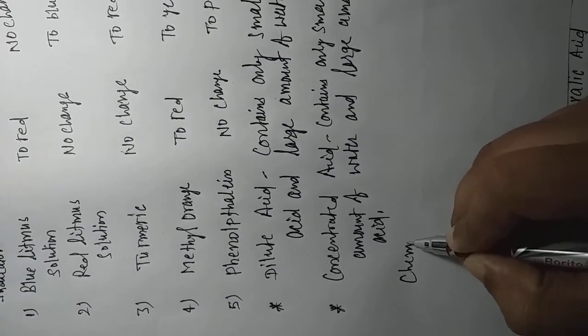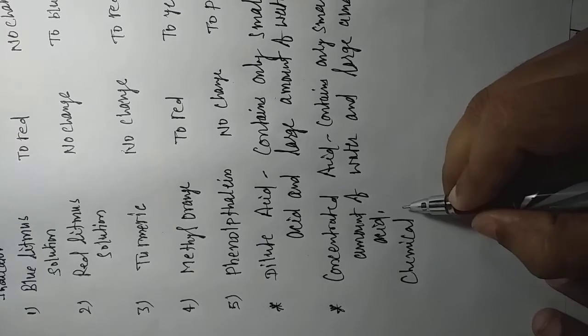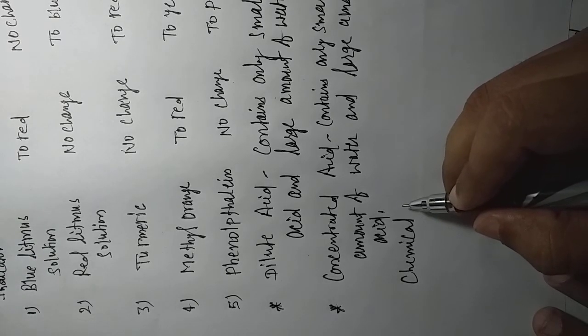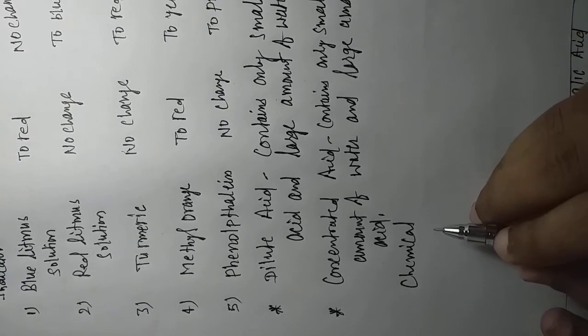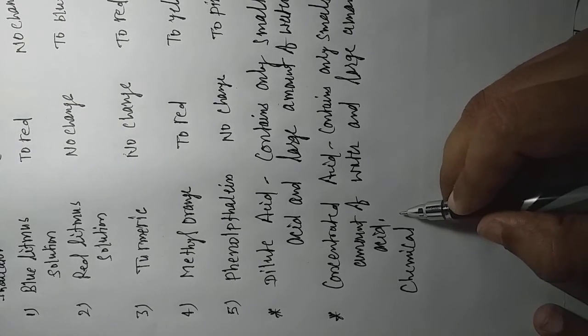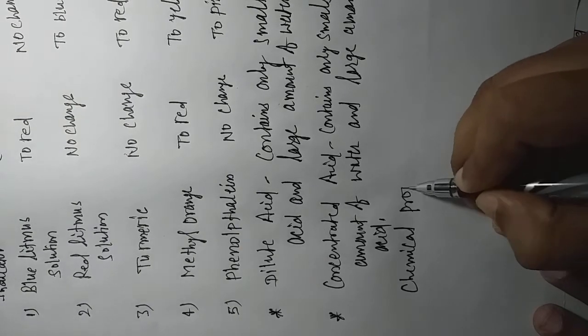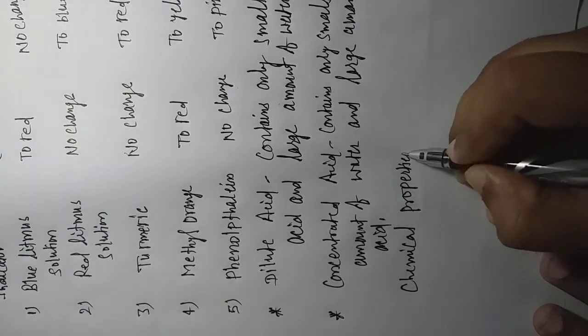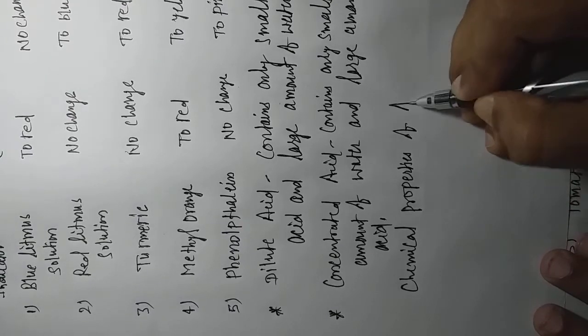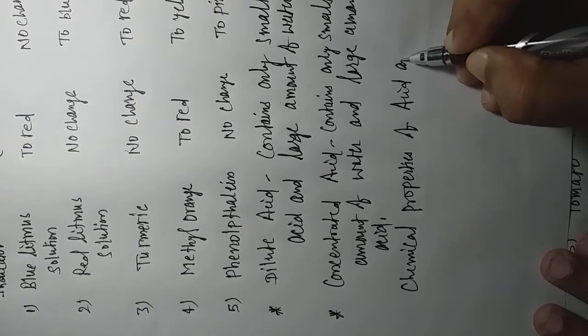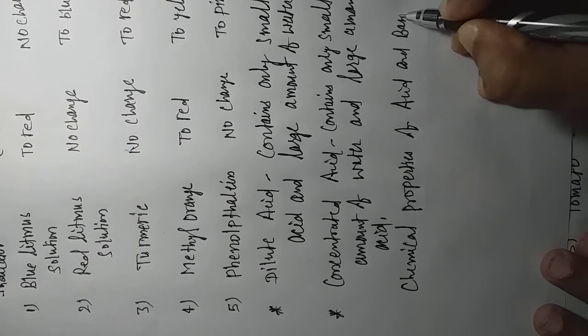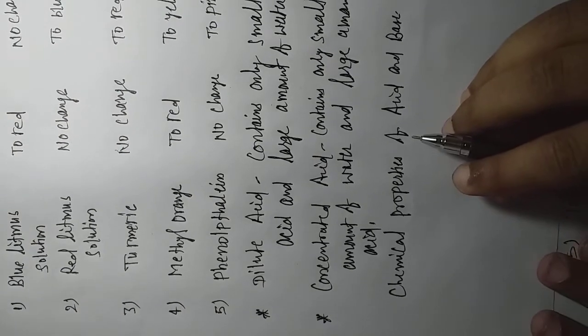Whenever we are discussing chemical properties, it means we are talking about its reactions, what we had seen in the previous chemical equation chapter, the reaction chapter. So chemical properties of acid and base, right? We are going to be discussing the second format of things.